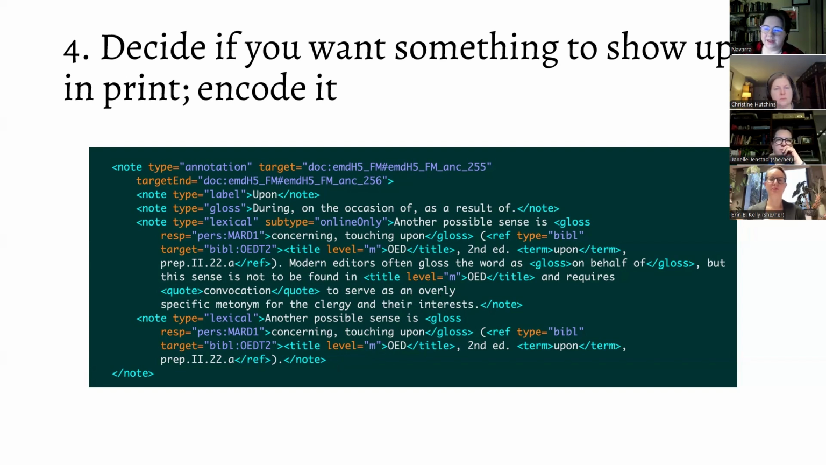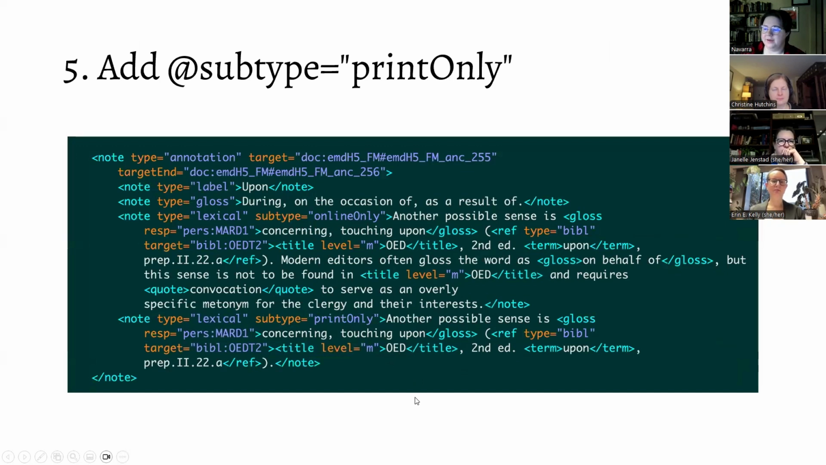And so you just encode that as usual: your note, your type, anything in there that needs encoding, such as your quotation marks, which here are encoded as gloss elements, citations using our ref elements, titles using our title elements, and so on. And then for those ones as well, you add a subtype, but this time you're going to use print only. So here it is. This section would only go online, and this section would only go in the PDF. You're not going to see both notes in either place.